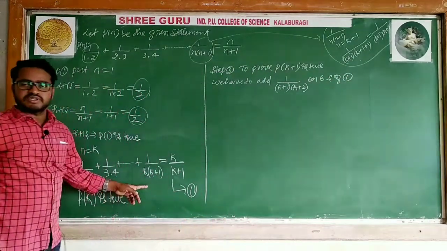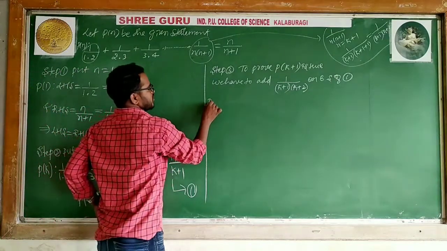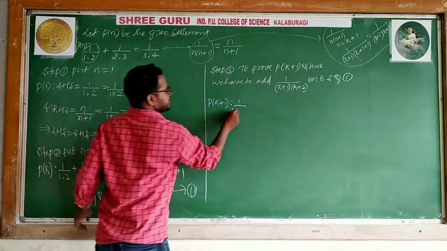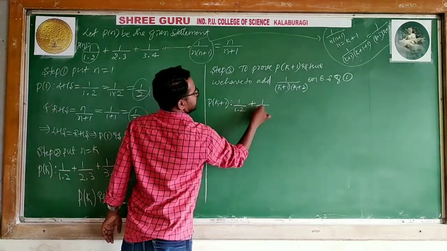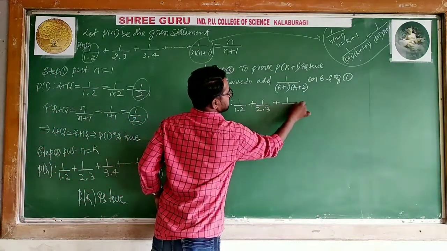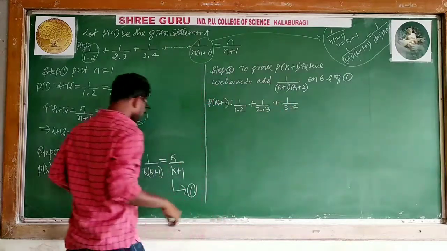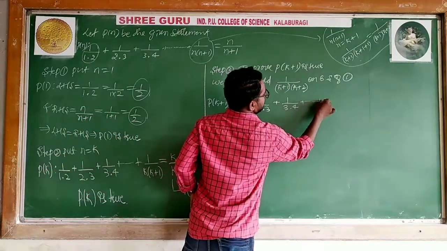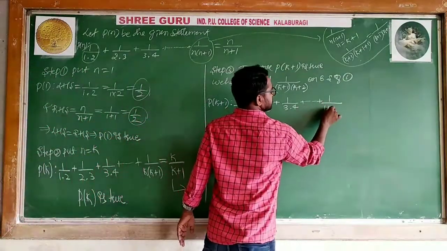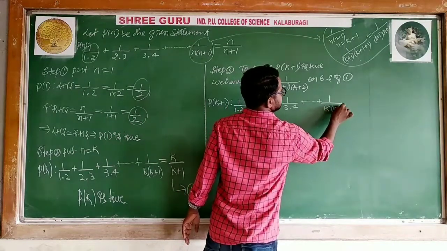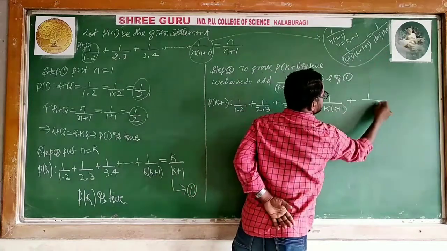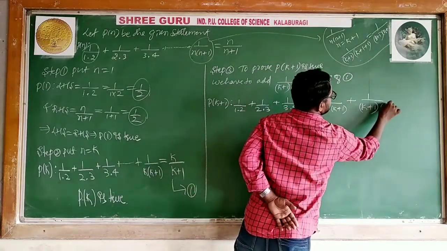On both sides of equation 1. Now we are proving P(k+1): 1 divided by 1 into 2, plus 1 divided by 2 into 3, plus 1 divided by 3 into 4, and so on, up to 1 divided by k into (k+1). What are we adding? This term: 1 divided by (k+1)(k+2).